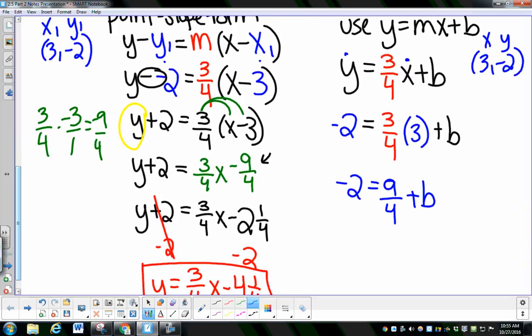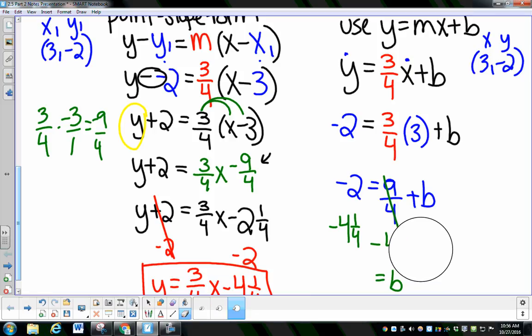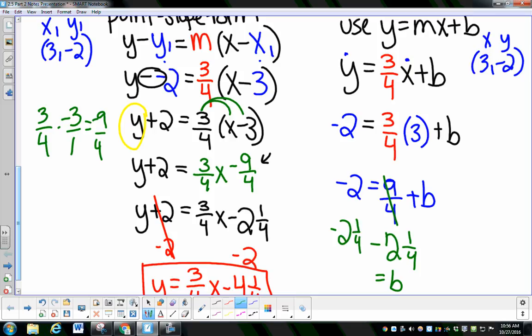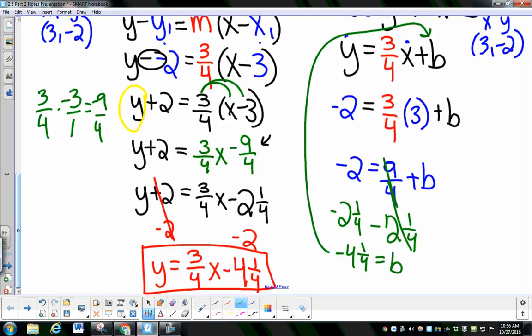Now I just need to get that b by itself, so I just need to subtract 9/4. Remember, that's the same as 2 1/4. So I'm subtracting 2 1/4 from each side. So we get b is negative 4 1/4 again. So now I can just take this back up to this step. Now I can actually write that whole equation. I can write y equals 3/4 x minus 4 1/4.